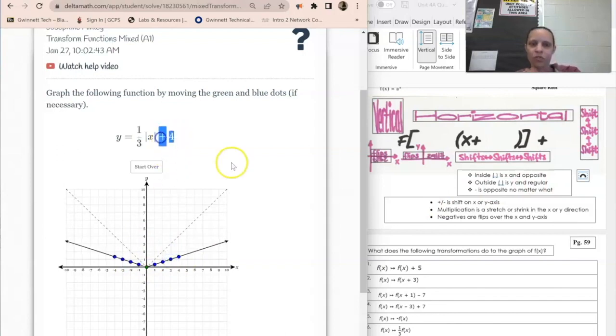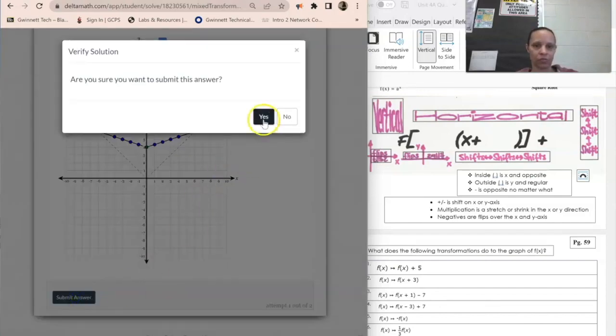Then what does a plus 4 outside do? All right, so let's see. Outside is y and regular. Plus and minus is a shift, right? So because I'm shifting in the y direction, I'm either going to go up or I'm going to go down. And it's whatever it is that I'm thinking. So plus 4 on the y-axis, plus 4 is over here, and it's supposed to be what I'm thinking. So this is going to shift up by 4. Again, if you're having problems with the function rules, you need to go do the work for the function rules before you apply it. Okay, and that's all you're doing.